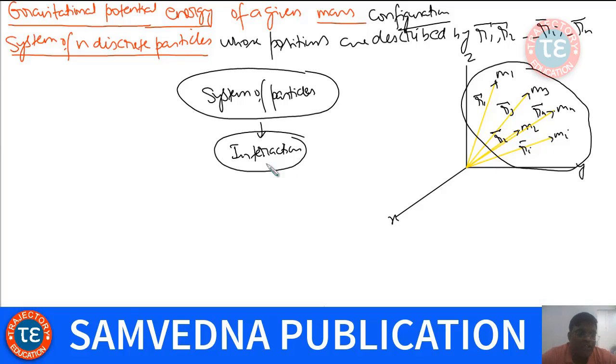How better you can understand the interactions, right? And there are many physical quantities or many physical attributes which emerge as a result of interaction. One such physical attribute is force. Force comes out as a result of interaction.